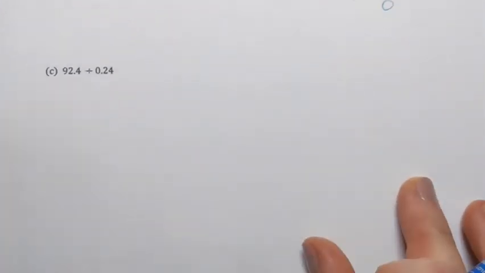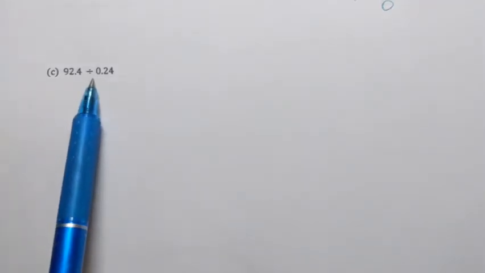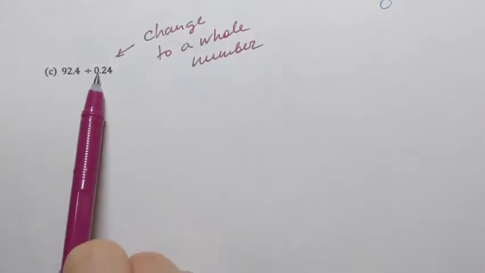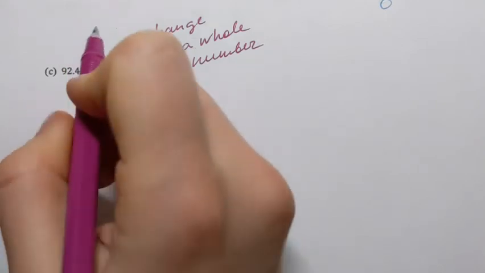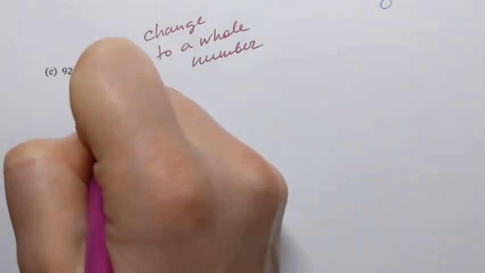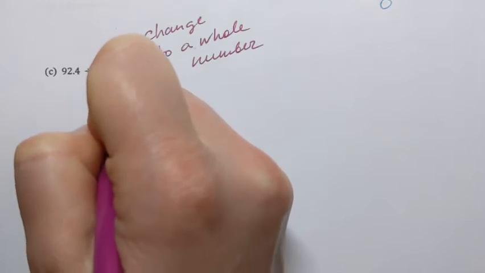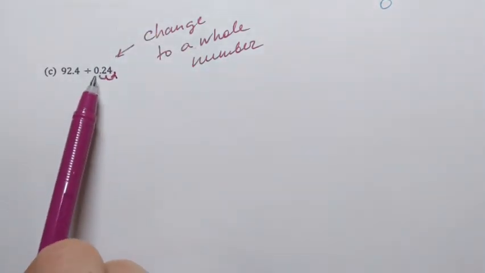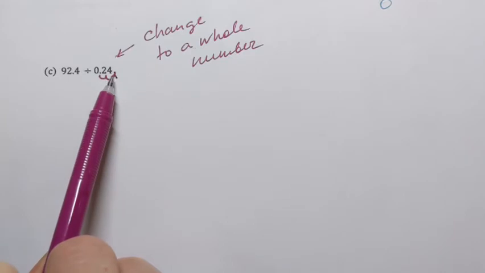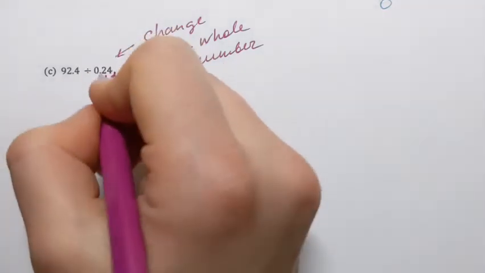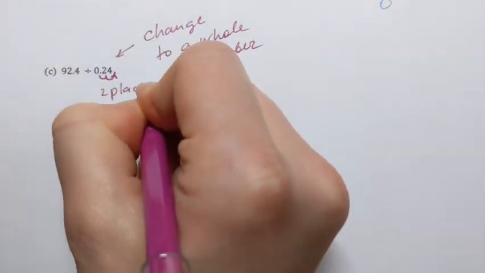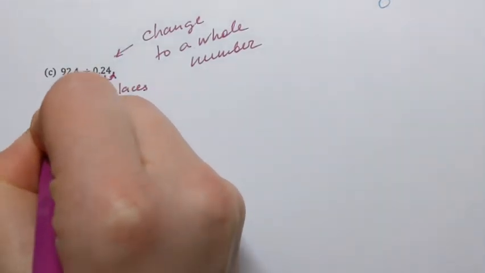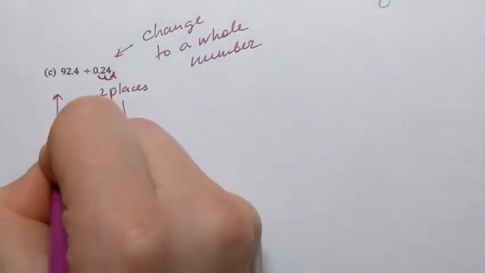In this example, we have a similar situation where the second number is a decimal. So first we want to change it to a whole number. To change 0.24 to a whole number, I have to place the decimal point at the end of this number, and that means that I will be moving it 2 places to the right. If I am moving 2 places to the right, I have to do the same thing in the first number.